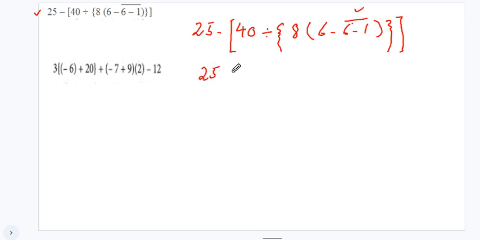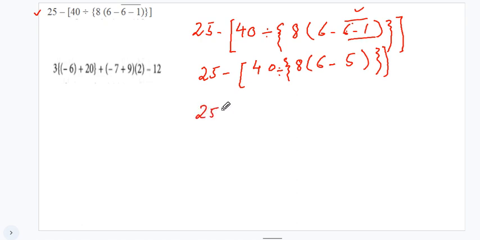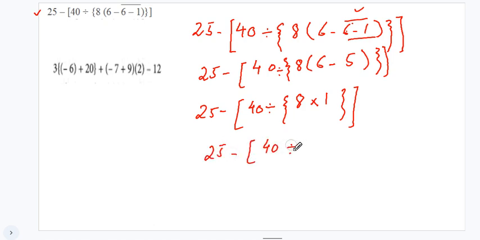Okay, so now start solving your brackets one by one, and we have to write all the things as they are. First we need to solve this, that is 6 minus 1 is 5, and then we write all the things as they are. So we have now 25 minus 40 divided by 8. 6 minus 5 is 1, so 8 times 1 is 8. So what we have to do now, 25 minus 40 divided by 8.